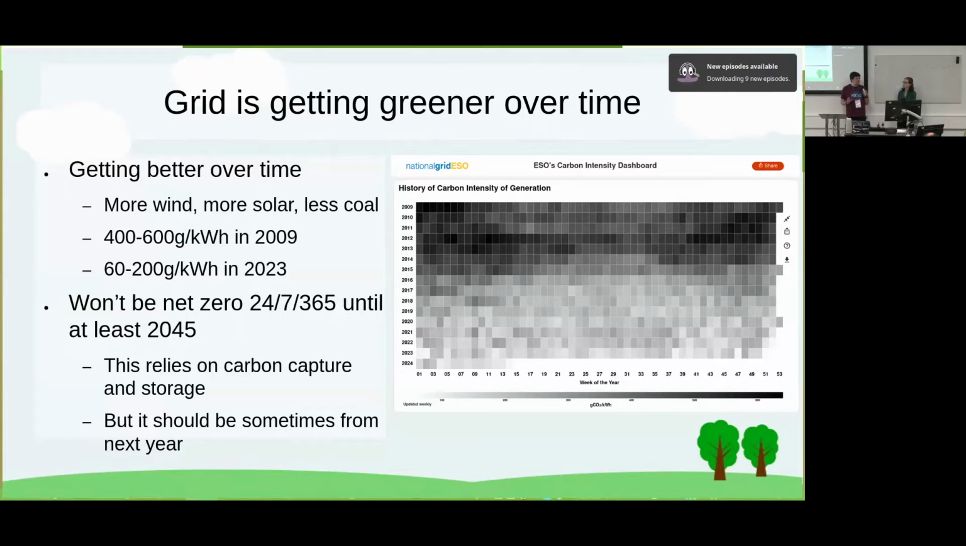But from next year, we should at least see some periods where we have enough battery storage on the grid to actually hit 0 grams equivalent per kilowatt hour, but it won't be anywhere near all the time. Yeah, sorry, Colin knows a lot more on this bit than I do. But no, I think that's really promising.